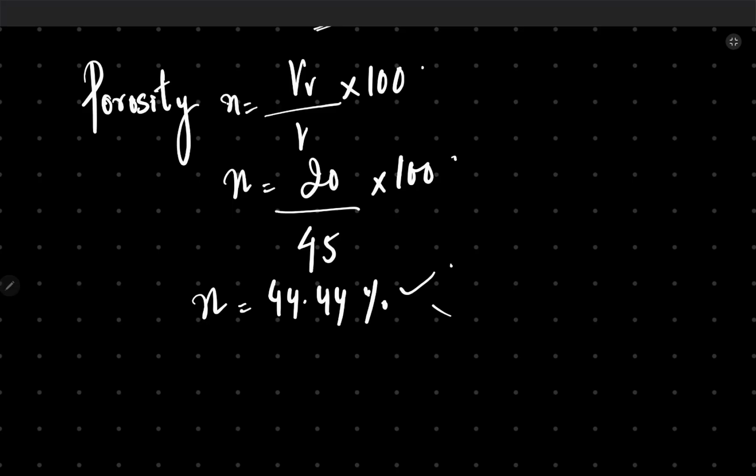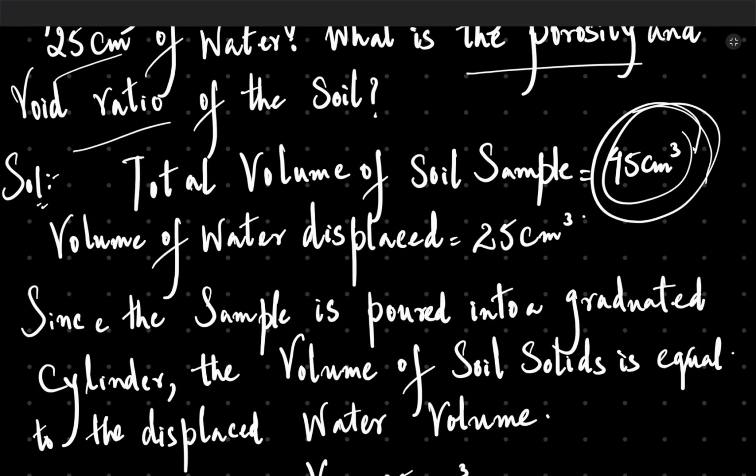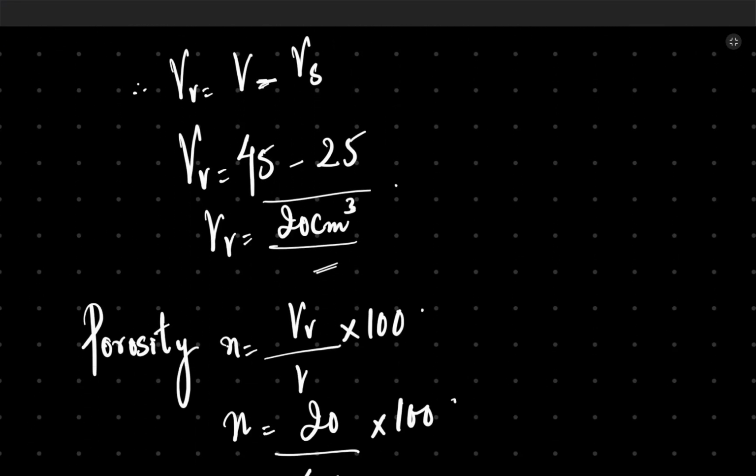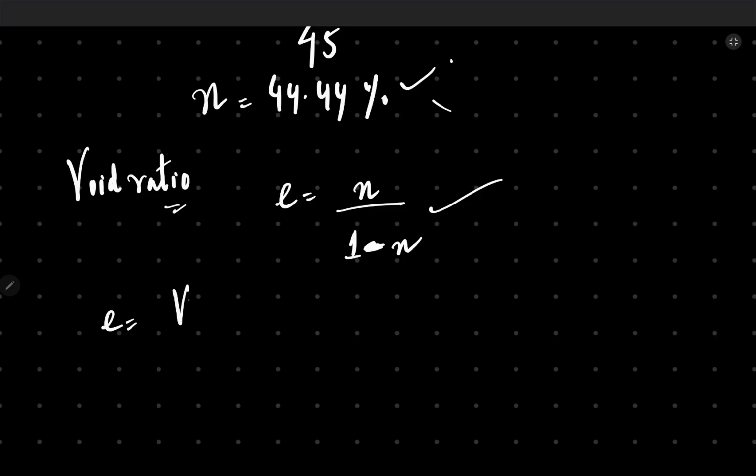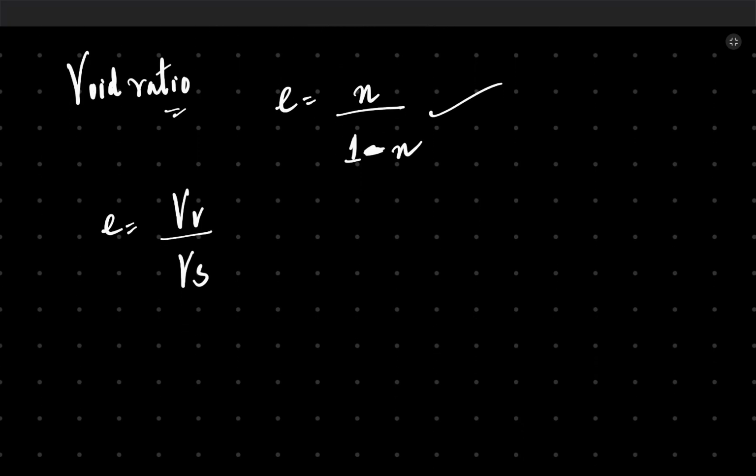Alright, porosity is 44.44%. And the question also asks us to find the void ratio. Porosity we have done, now the void ratio. We know the porosity, we can very easily find the void ratio by using this equation, N divided by 1 minus N, right? Or, I know the ratios, since void ratio is equal to volume of voids divided by volume of solids. I know volume of voids, I know volume of solids. I can use this equation also to find the void ratio, either of the two, this or this.